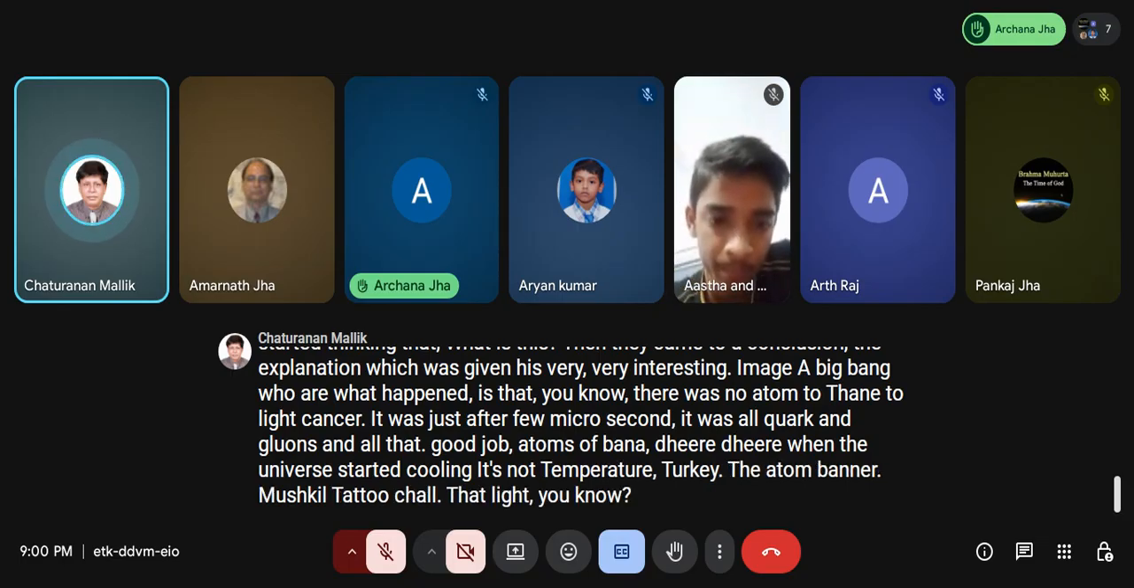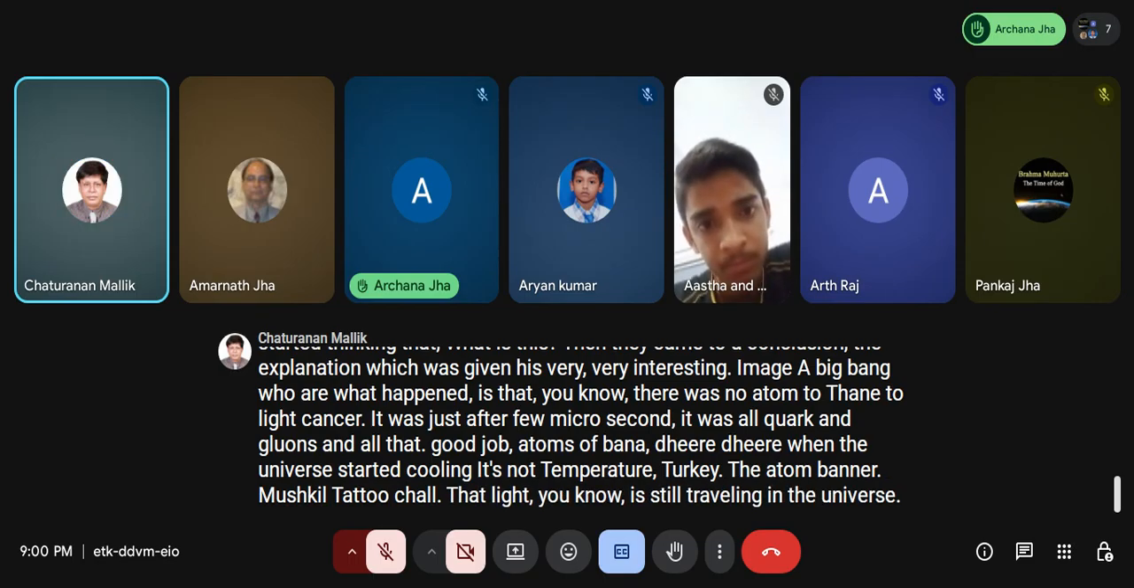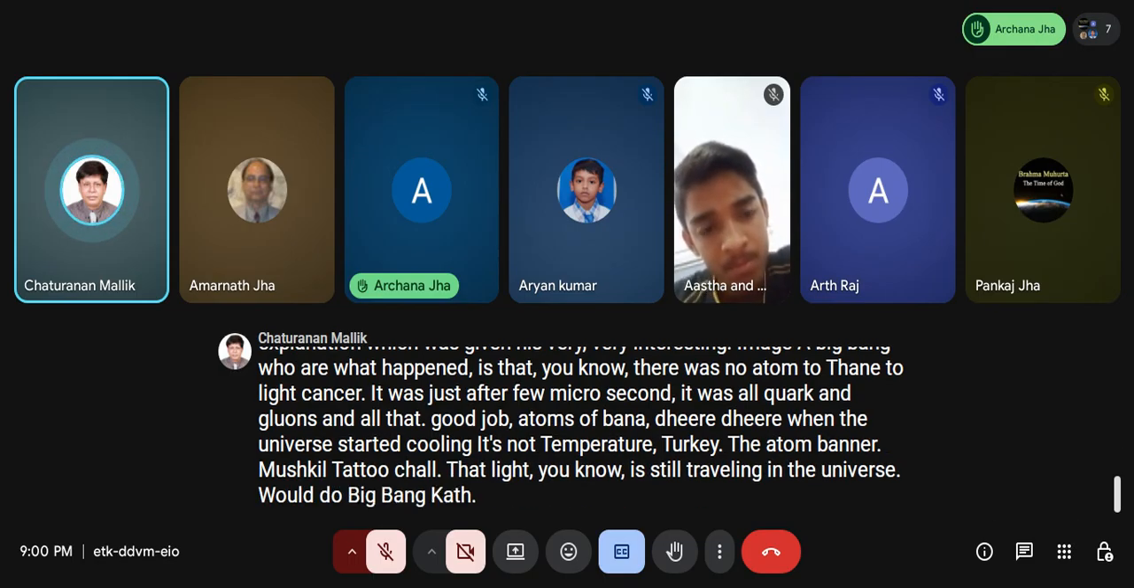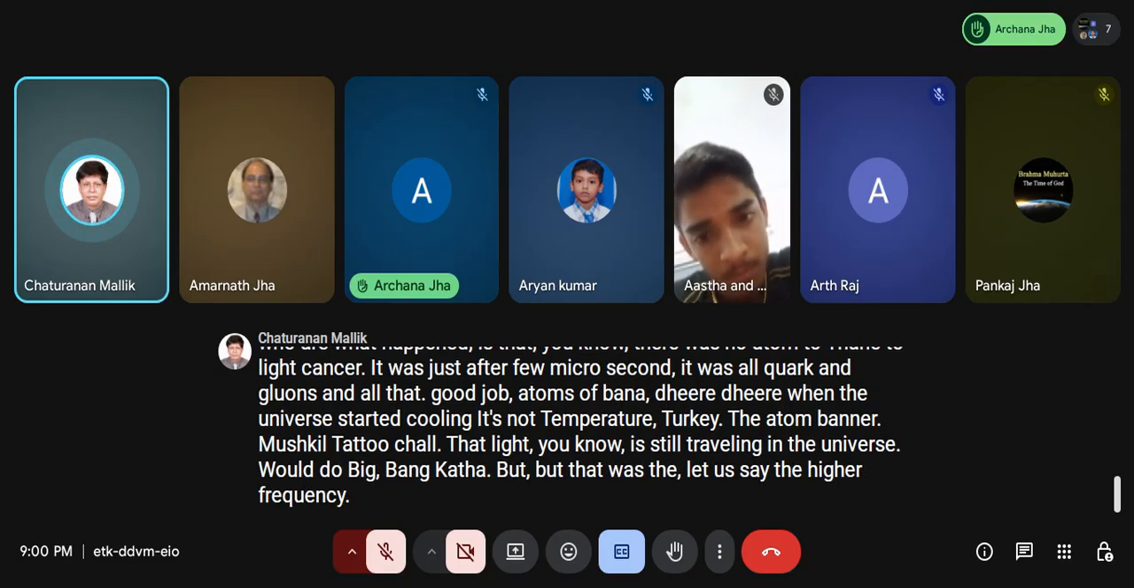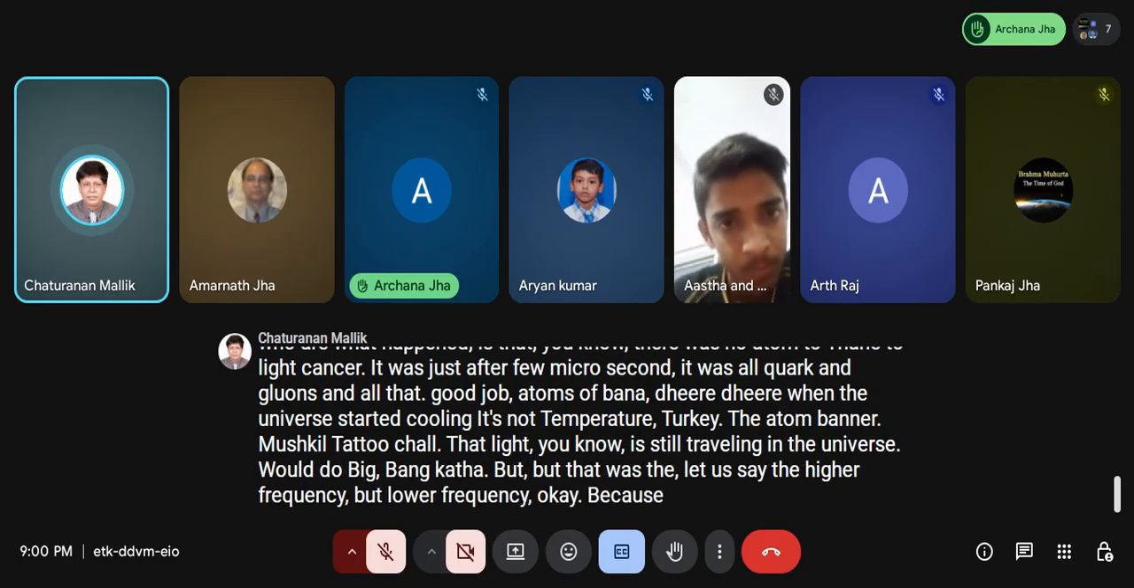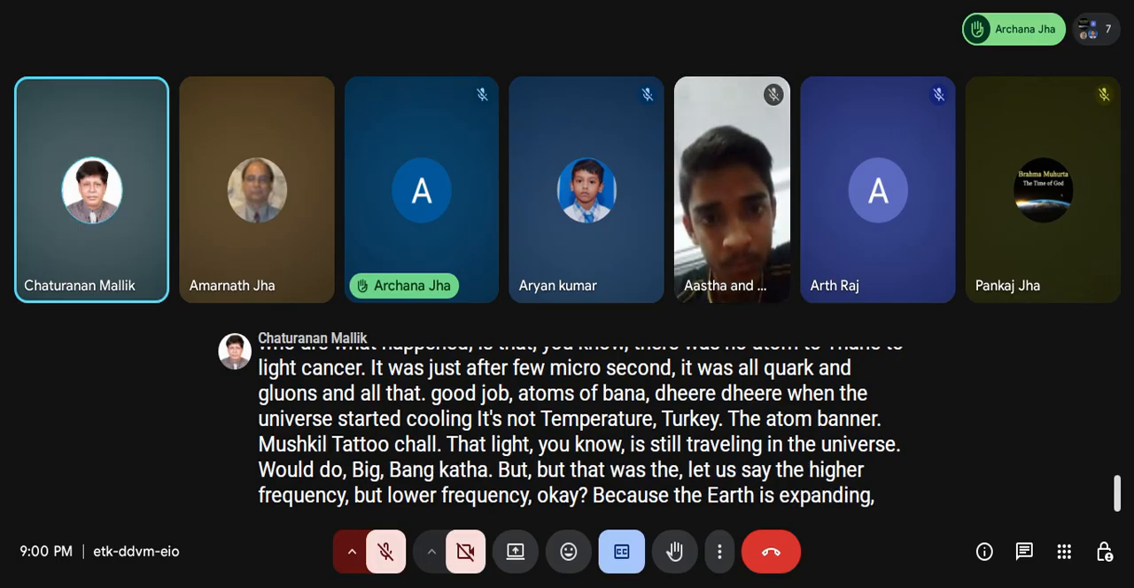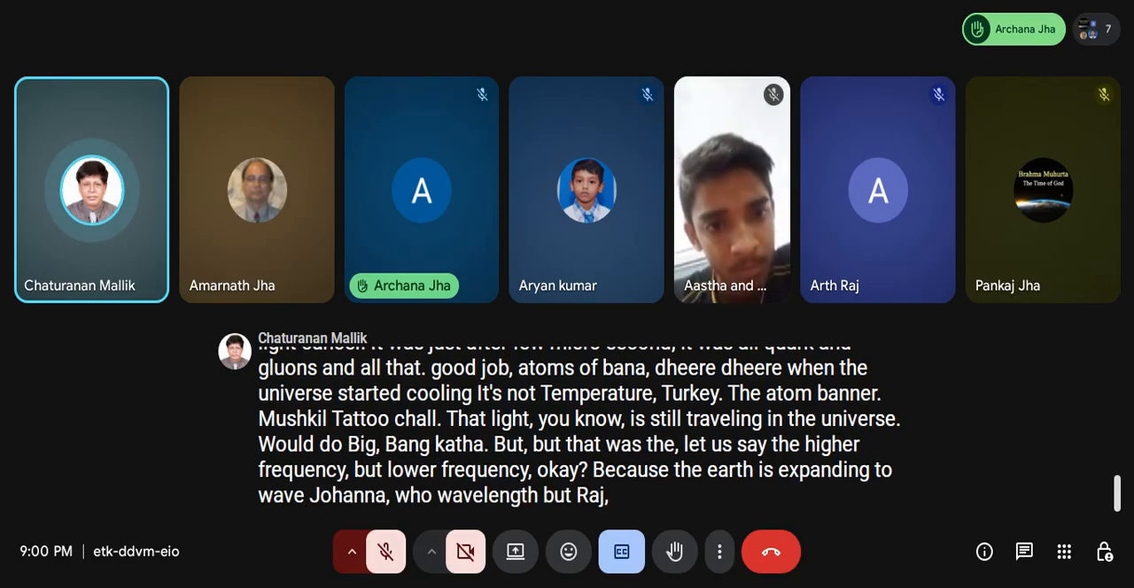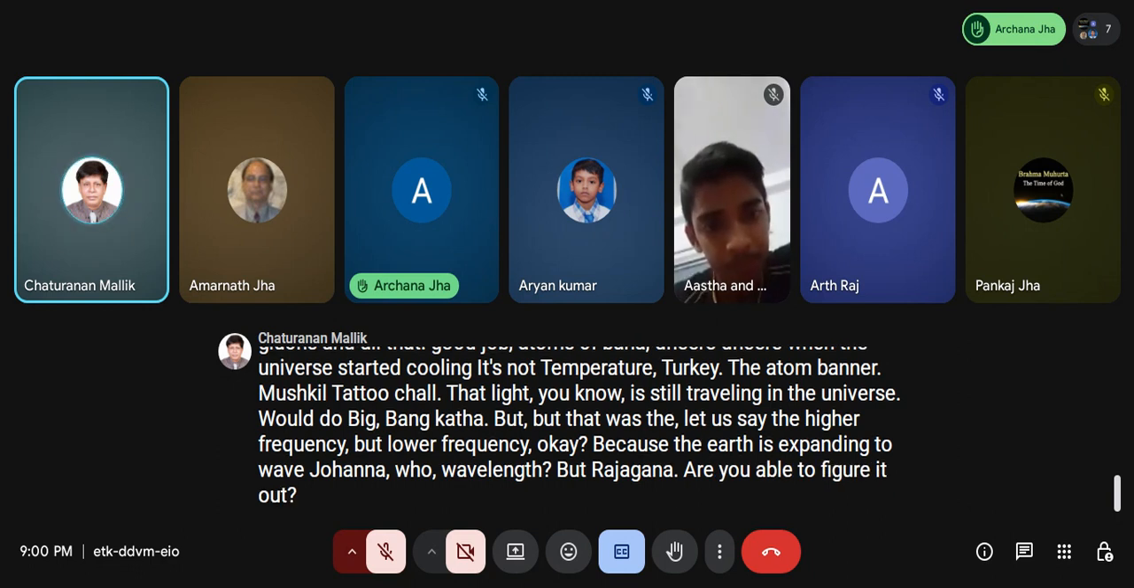That light is still traveling in the universe. That light from the Big Bang was, let us say, of higher frequency, but how did it become lower frequency? Because the universe is expanding, the wavelength of the wave becomes larger. Are you able to figure it out?